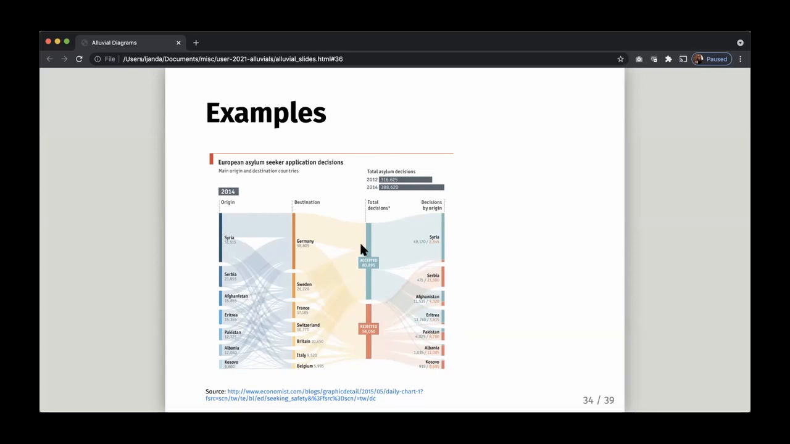Although this is a little bit confusing. So we get this accepted state and then we flow back to where the decisions were by origin. It's a little confusing because you're going backward in the information. I think they could have actually eliminated this section and colored each alluvium by accepted or rejected. That might have been a little bit more compact or easier. But I think generally this is a fairly good visualization.